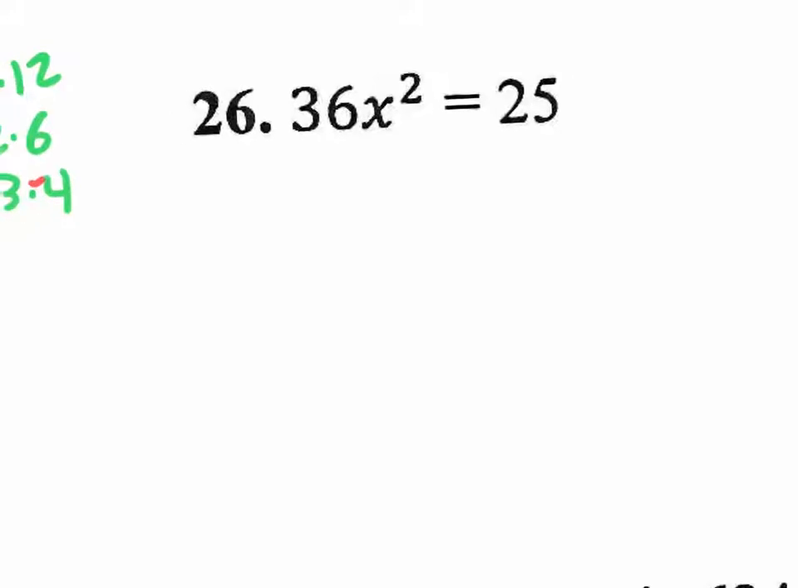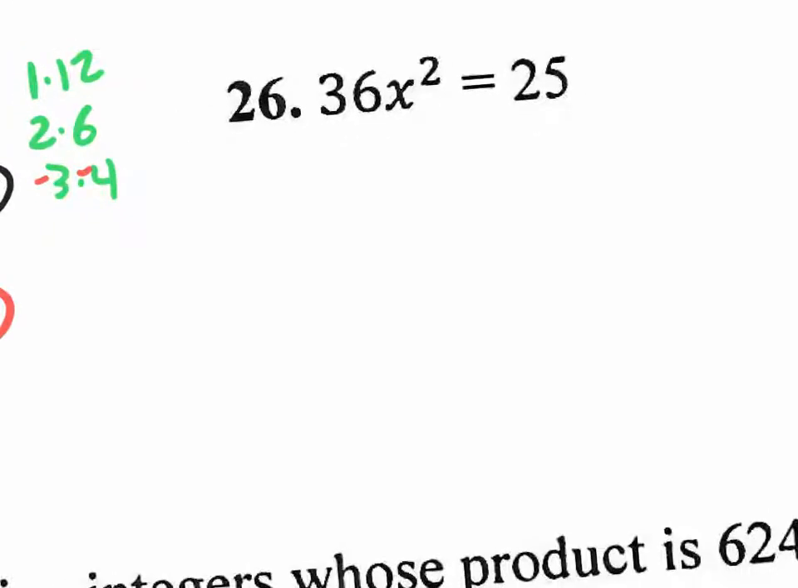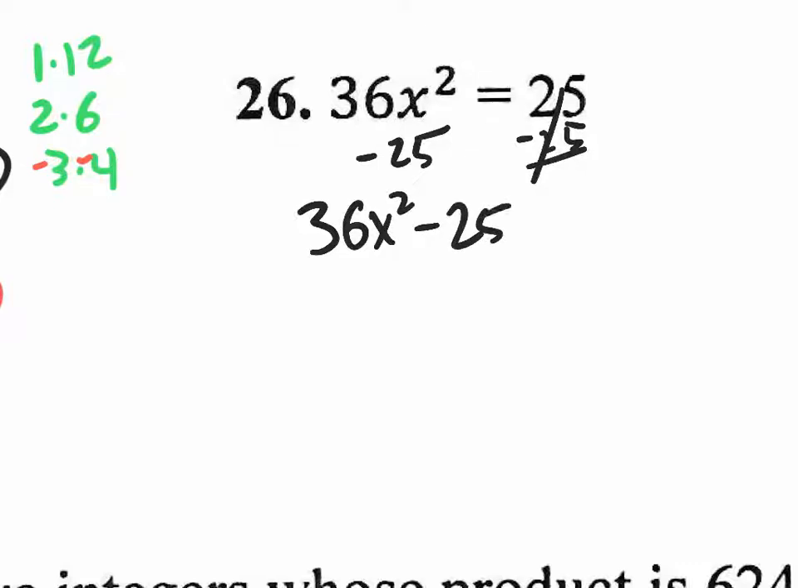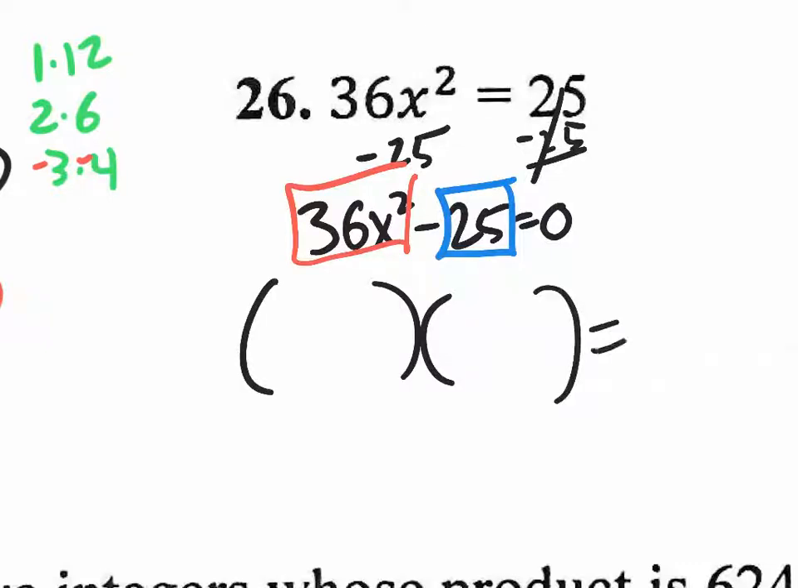26. That one's interesting because you have to use that perfect square binomial situation. You want to get it set equal to 0 first, so you'd have to subtract 25. Subtract 25. You have a new equation that reads 36x squared minus 25 equals 0. Now, because we have a perfect square term right here and a perfect square term right there, we could use that method that we learned yesterday, which was taking the square root of those guys and just plugging them into our answer format. The square root of 36x squared is 6x.